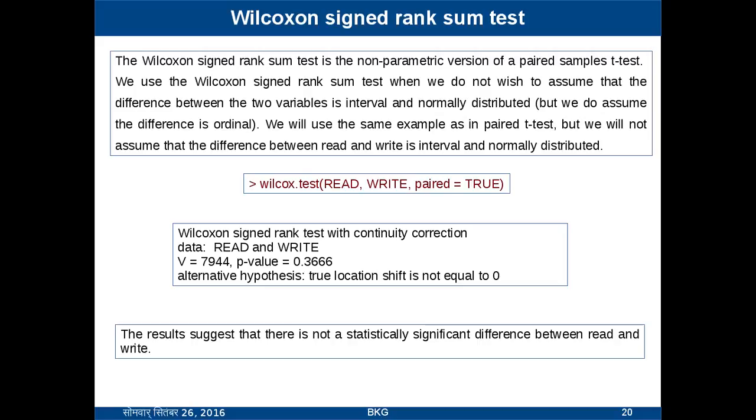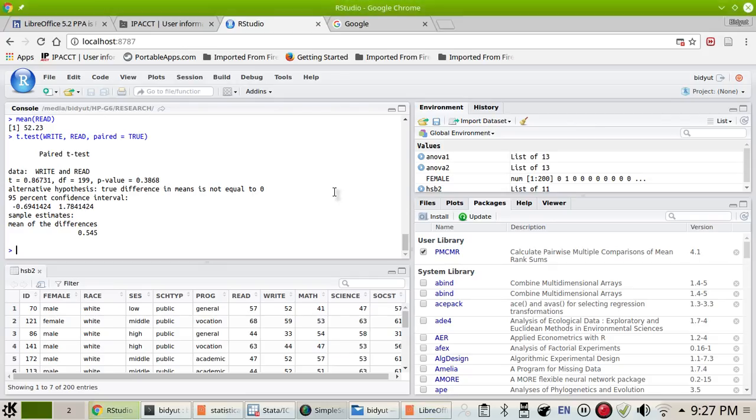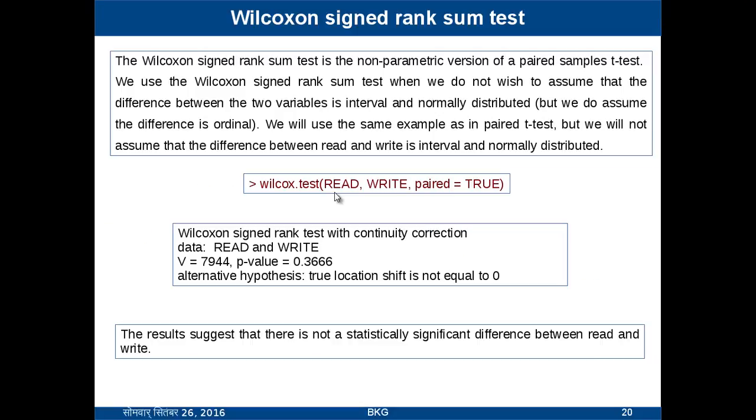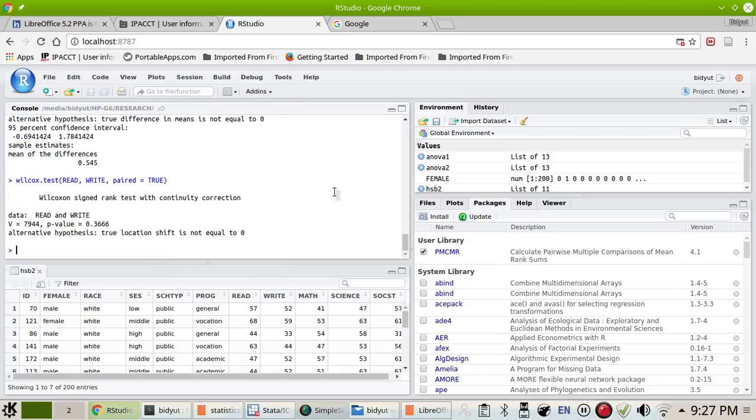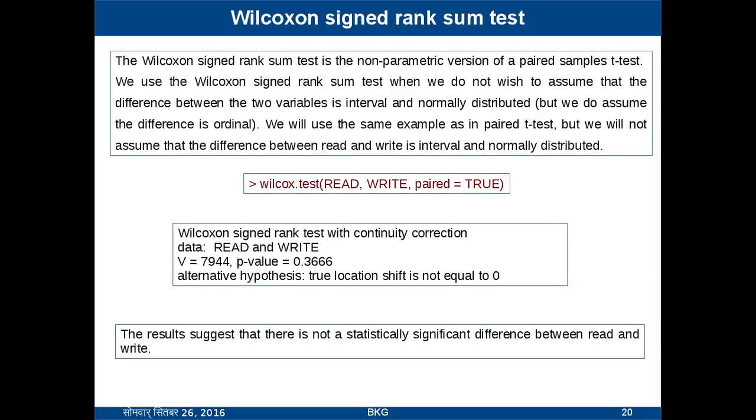We'll use the same example as we have done in the paired t-test, but will not assume that the difference between reading and write is interval and normally distributed. The R code is this. So let us try it in RStudio. Wilcox test, read, write, paired true. So this is our Wilcoxon signed rank sum test with continuity correction.